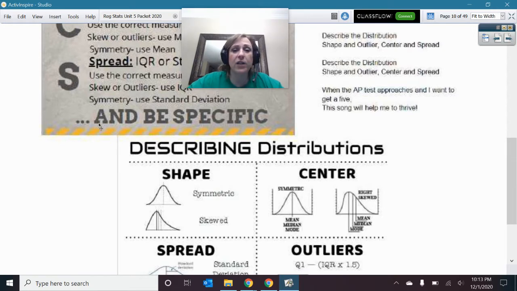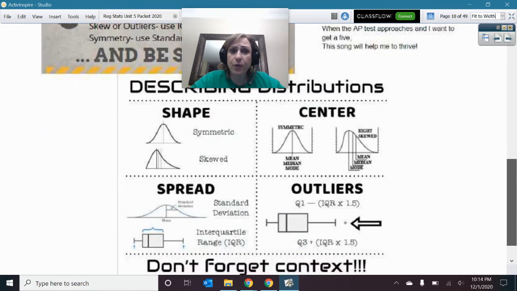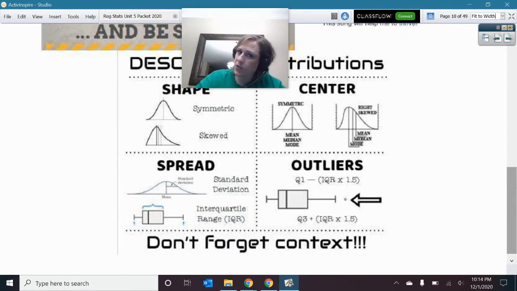Now, we also need to make sure that we are specific. If I say I want to tell you about the center, where the data is centrally located, then I'll tell you which one I'm using, mean or median, and I'll tell you the number value of that mean or median. I'll tell you about the spread I'm going to use, whether I choose IQR or standard deviation, and then I'll tell you the specific number of that spread. We'll also talk about in this video how you know which one to use, mean or median, or standard deviation or IQR. So here we go.